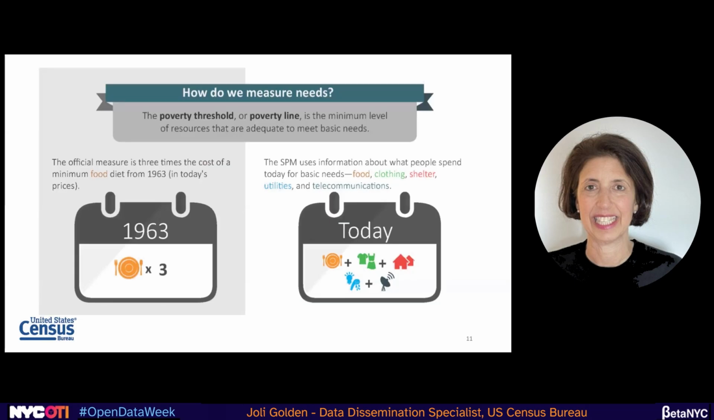So how do we measure need? In the supplemental poverty measure, we're looking at information about what people spend today for basic needs: food, clothing, shelter, utilities, and telecommunications. The official poverty measure is, we look at that by 3 times the cost of a minimum food diet from 1963, adjusted for today's prices. So very different ways of looking at needs.